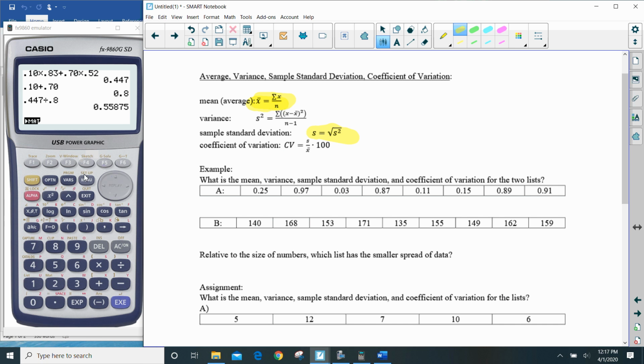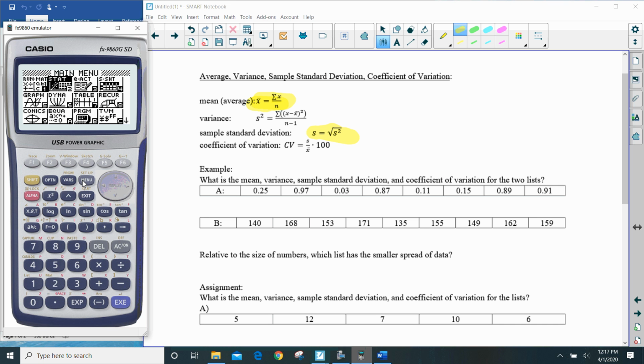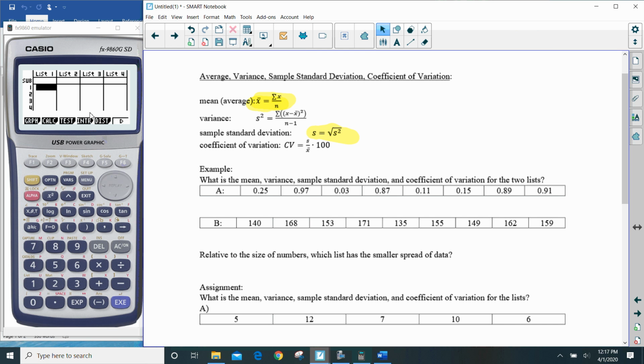What I mean by that is this. We can go to our calculator. I'm going to set this up as a stats list. I'll show you this list A here. List A is comprised of 0.25, 0.97, 0.03, 0.87, 0.11, 0.15, 0.89, and 0.91. So we have 8 numbers in this list, and then what we can do is calc 1 var.